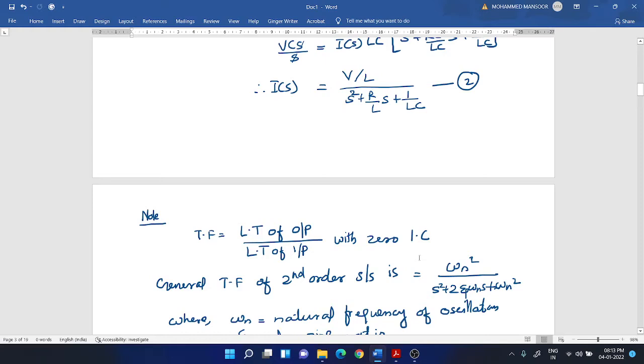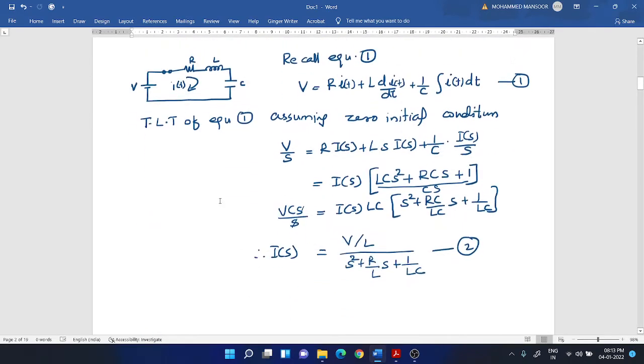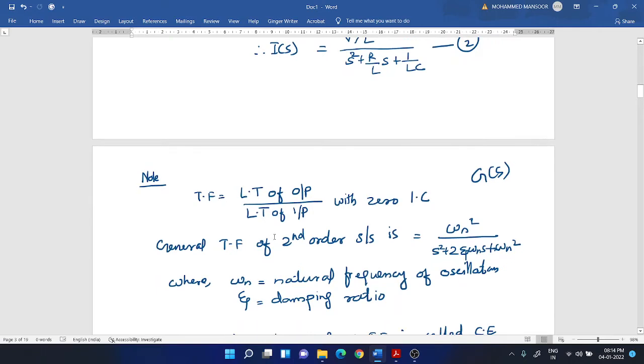Now we can see some important terms which we are going to study in the coming semester. The first one is the transfer function. The transfer function is defined as the ratio of the Laplace transform of output to the Laplace transform of input, assuming zero initial conditions. That ratio gives the transfer function. It is also denoted by G of S. Here we are discussing a second order system. For a second order system, there is a standard transfer function form.